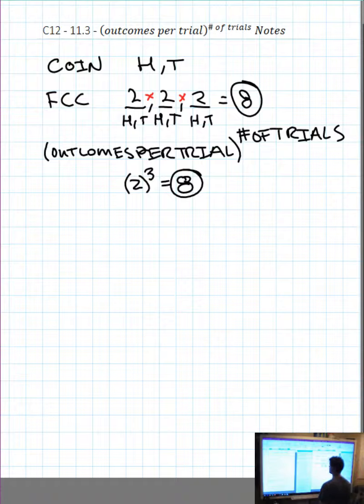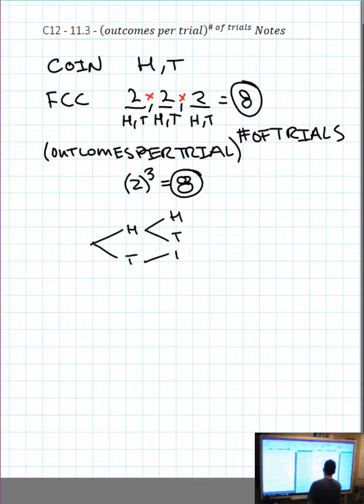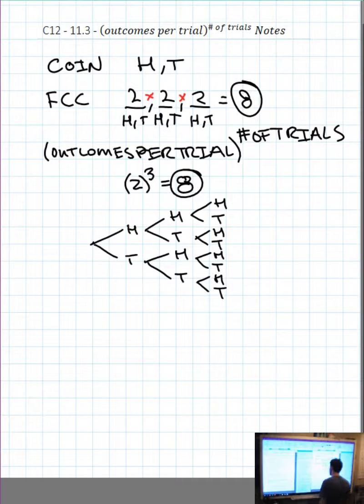Now, what if I decided to draw a tree diagram? This one's going to get a little bit messy. As you can see, it's done pretty casually in the notes, but I can get a head or a tail, and then a head or a tail, and then a head or a tail, repeated down each branch. 3 tosses. So the tree will be 3 branches deep.